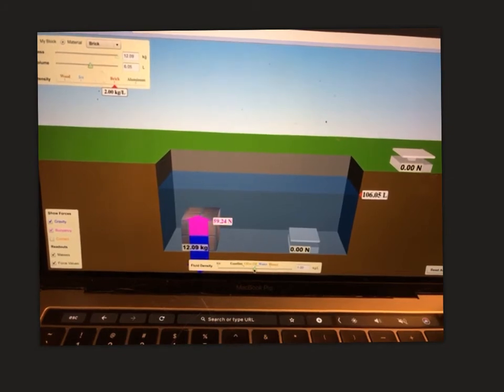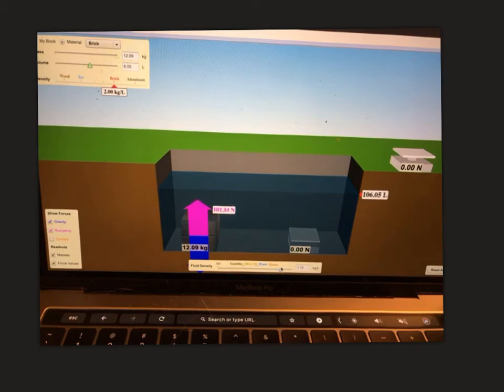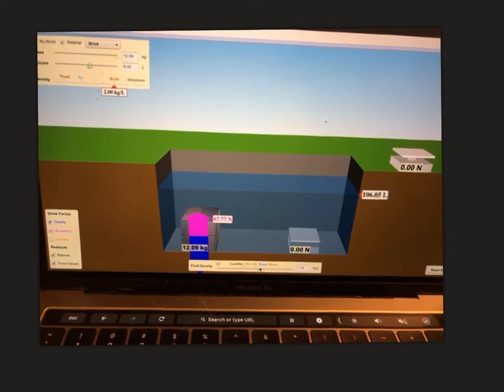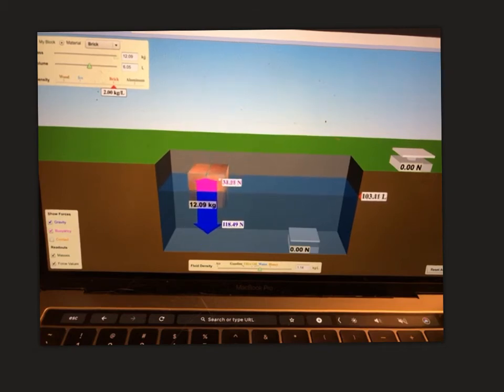I can also change the buoyant force here by changing the density of the fluid. So if I decrease the density of the fluid, the buoyant force decreases, and if I increase the density of the fluid, the buoyant force increases. So I want to emphasize again that it is the density of the fluid in that equation, not the density of the object. The buoyant force also depends upon how much of the object is below the surface. So you only account for the portion of the object that is below the surface.